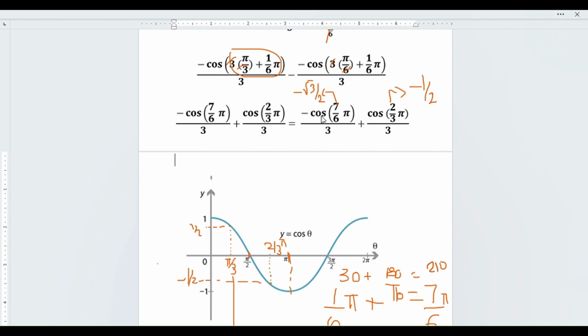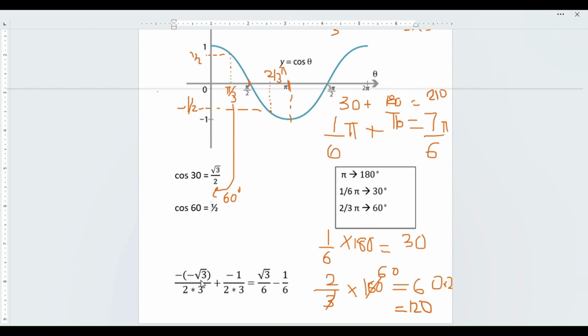Okay, now when I try to evaluate these, my answer is written in cleaner terms. So these two negative signs cancel out. I get positive root 3 over 6 and then negative 1 over 6. So that's going to be my exact answer.